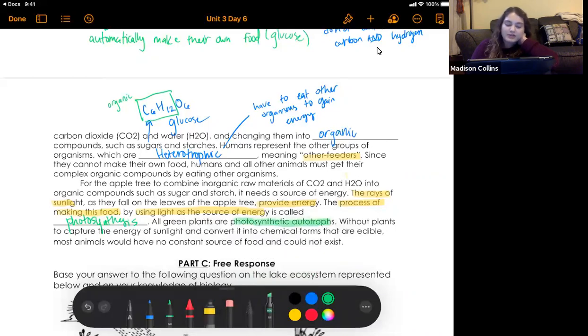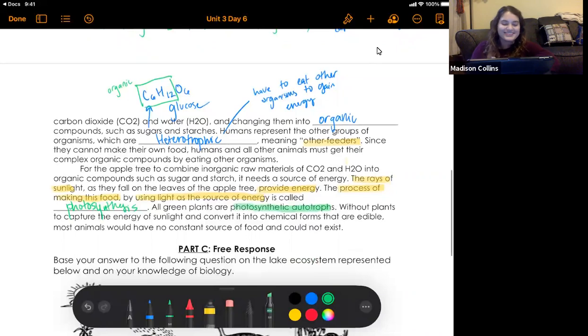Without plants to capture the energy of sunlight and convert it into chemical forms that are edible, most humans would have no constant source of food and could not exist. So again, we have a lot to thank plants for, because without them producing glucose, we probably wouldn't be here. So thank a plant next time you see it.